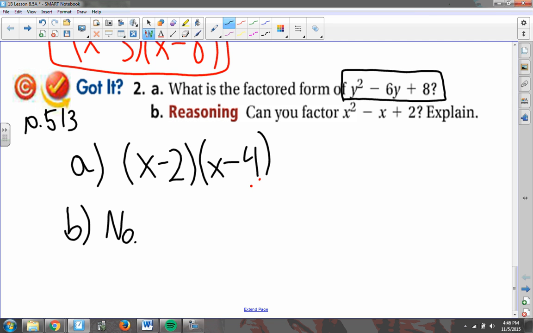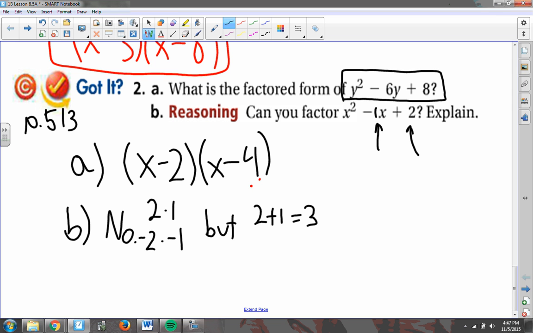Well, because I'm looking for two numbers that would multiply to be 2 and add up to be a negative 1. Remember that there's a negative 1 in front there. So if I list out the possibilities for multiplying to be 2, I can either do 2 times 1 or negative 2 times negative 1. But 2 plus 1, if I were to add those up, that's 3. That's no good. And if I were to do negative 2 plus negative 1, that equals negative 3. So neither of these equal negative 1. So I don't want that one, and I don't want that one.